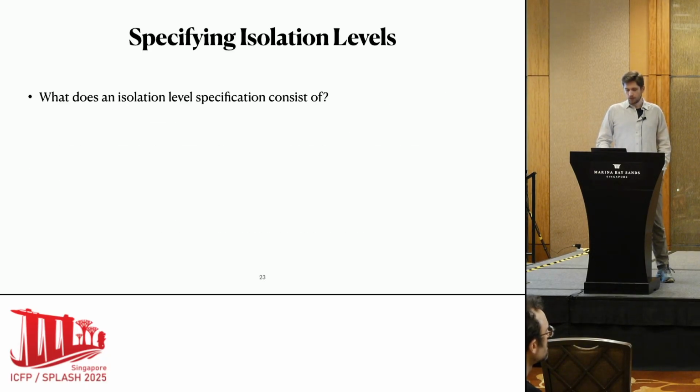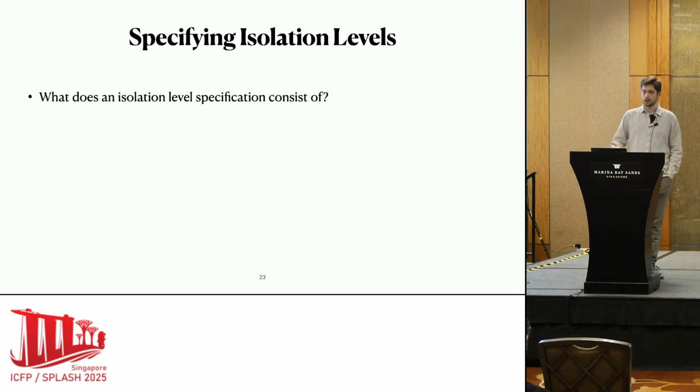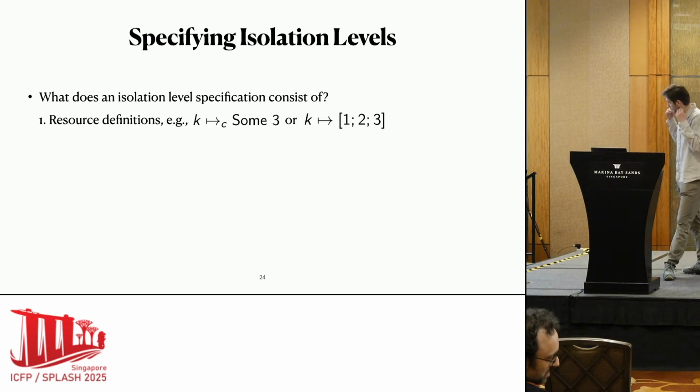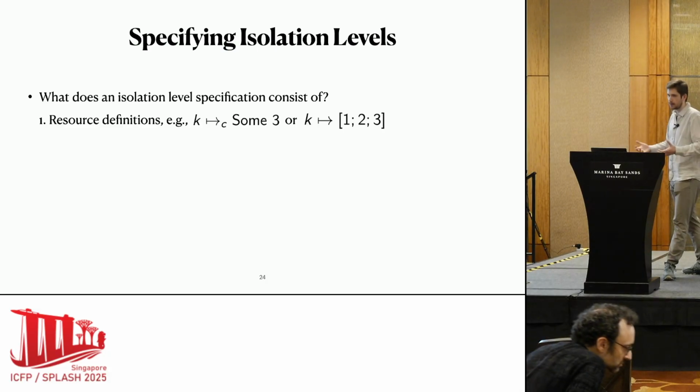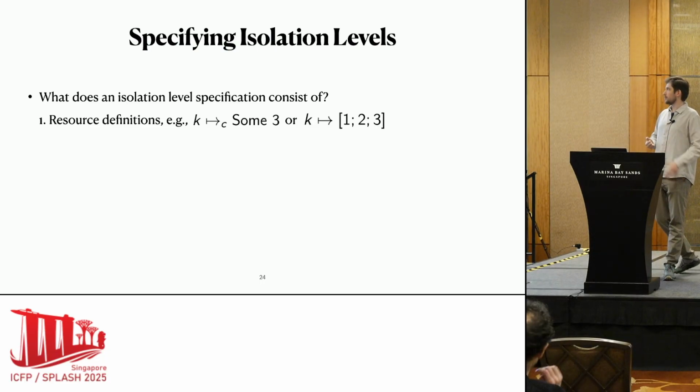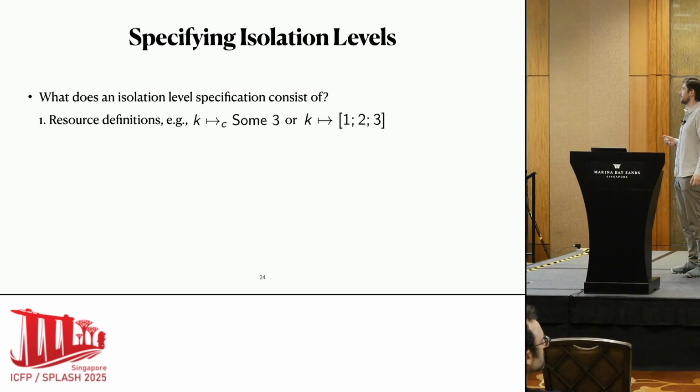For the first bullet, how do we specify these isolation levels? What do they consist of? There are two things that we have to do. First, we have to come up with some resource definitions. These are of course not just any definitions. We have to pick the ones that are going to work and really capture this level. If you have used a bit of separation logic, you will see that often you have some sort of points-to resource. Since we're using key-value stores, these will often be a key pointing to, for instance, an optional value or a list of values.